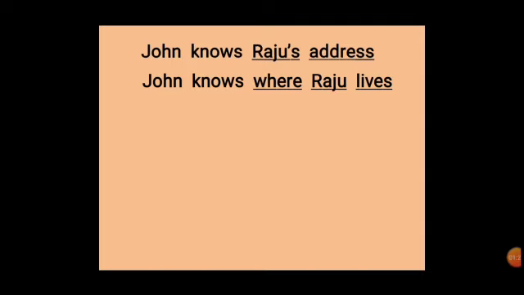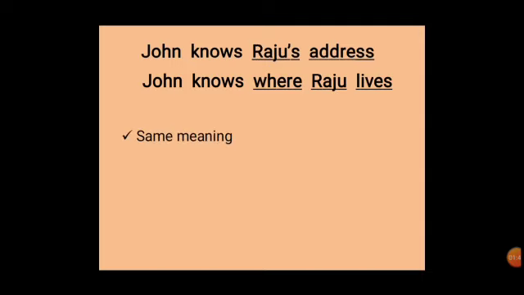First, look at the meaning. Is there any difference in the meaning? In the first sentence, it is said that ராஜுவினுடைய முகவரியை ஜான் அறிவான். In the second sentence, it is said that ராஜு எங்கே வாழ்கிறான் என்று ஜான் அறிவான். So almost the meaning is the same, but the structure of the sentence differs from the other one. Now let us analyze.